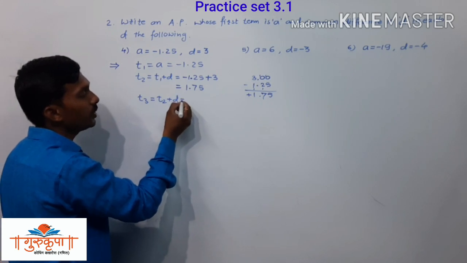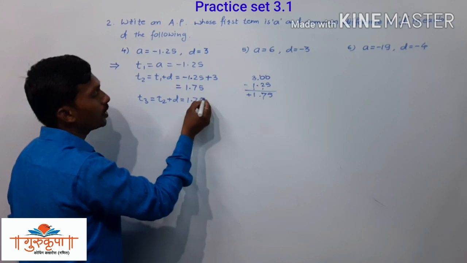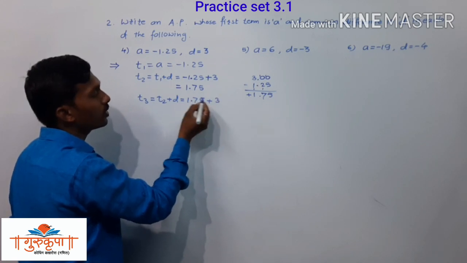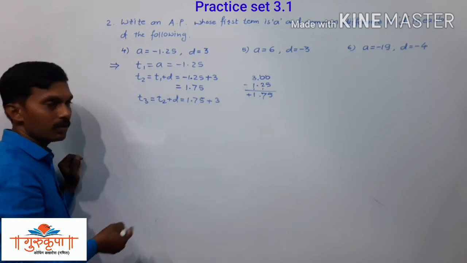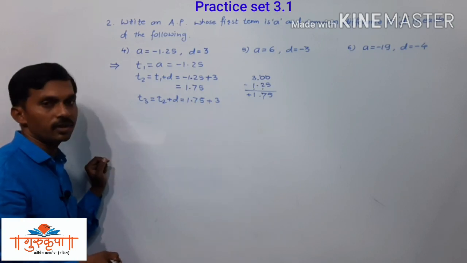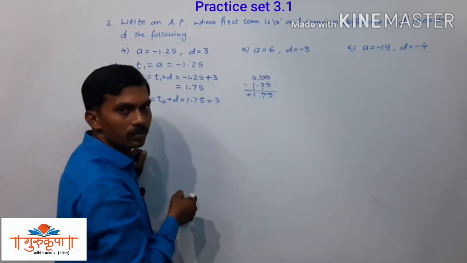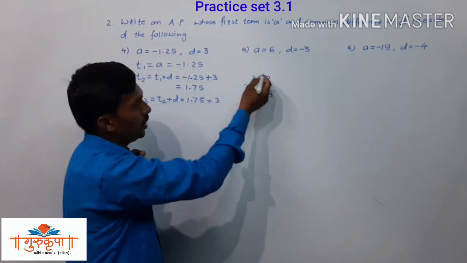T2 is 1.75 plus D is 3. Now both the terms are positive. Both the numbers are positive since we have to take addition, and while taking the addition, again we have to think about the same as that of these two numbers.